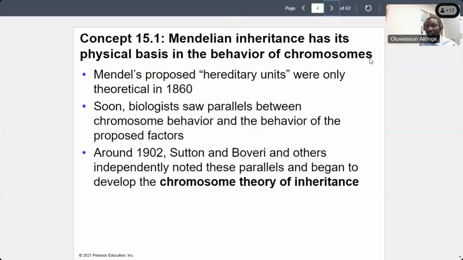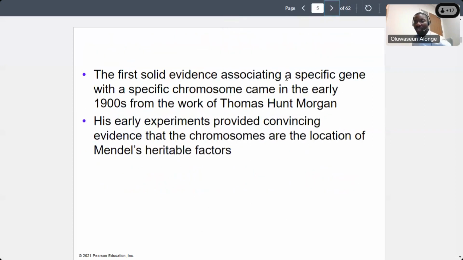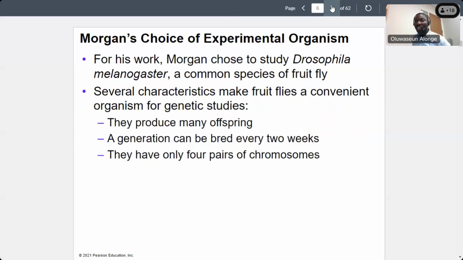All right, so when you talk about heredity, we are talking about genes. The hereditary unit, the hereditary component, is what Mendel referred to as the hereditary factor, the gene. Around 1902, Sutton and Boveri and others independently noted these parallels and began to develop the chromosomal theory of inheritance. I'll talk about that as we go. The first solid evidence associating a specific gene with a specific chromosome came in the early 1900s from the work of Thomas Hunt Morgan. His early experiment provided convincing evidence that chromosomes are the location of Mendel's heritable factors. So all they are saying is that chromosomes are where genes are located. Does that make sense?